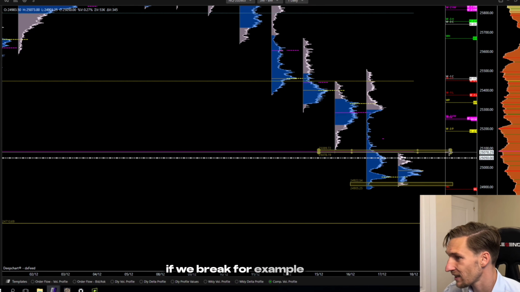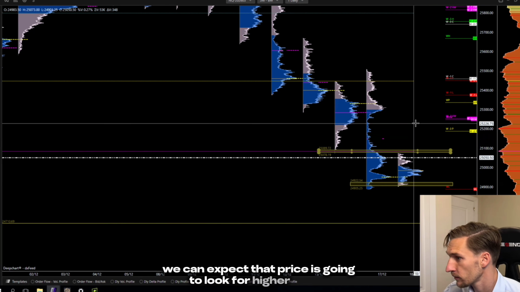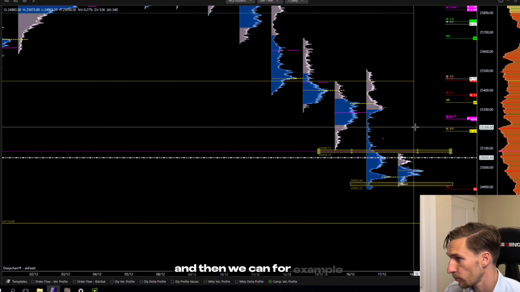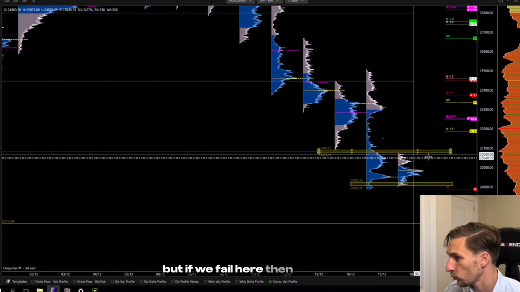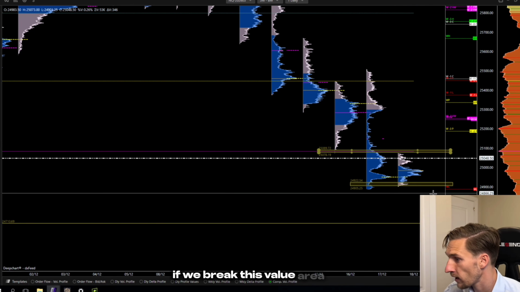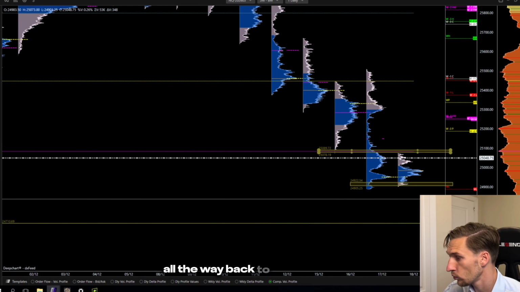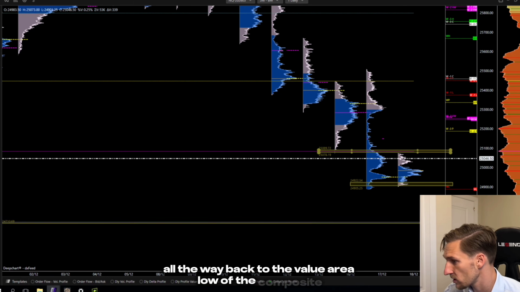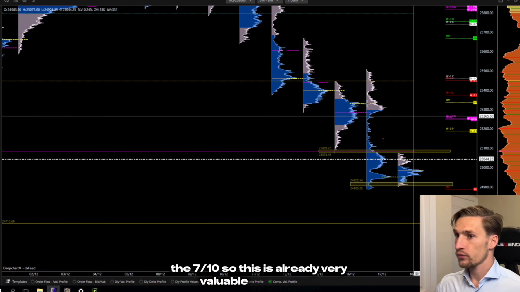If we break, for example, the 90s today, we can expect that price is going to look for higher prices. And then we can, for example, trade it back to the 200s. But if we fail here, then we maybe stay in this range. If we break this value area low, we can maybe trade all the way back to the value area low of the composite, the 710s. So this is already very valuable information.